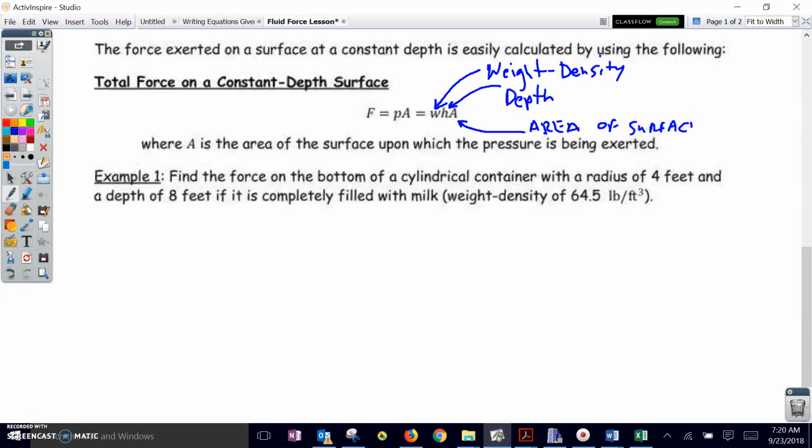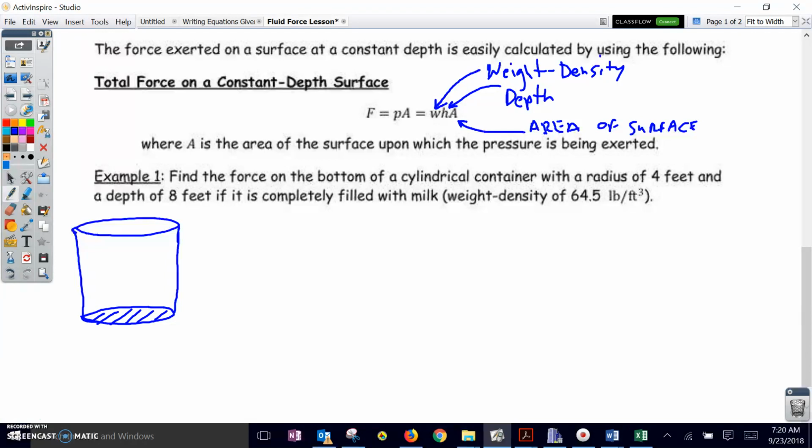So in our first example here, we're finding the force on the bottom of a cylindrical container that has a radius of 4 feet and a depth of 8 feet if it is completely filled with milk. So we've got a cylindrical container, and we're finding the force being exerted on this bottom surface. And what makes this problem easy is that bottom surface is always at a constant depth.